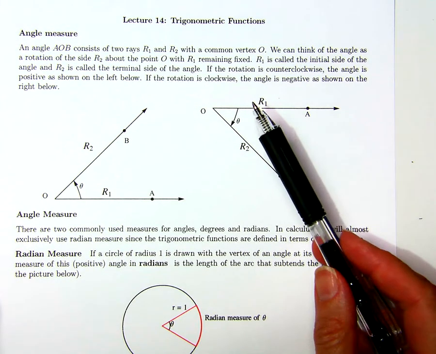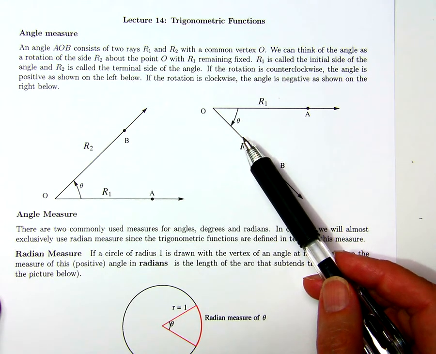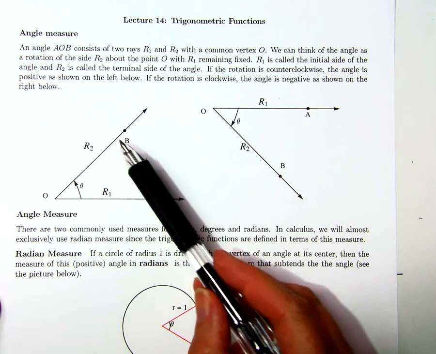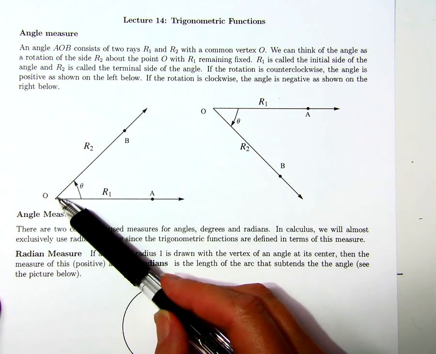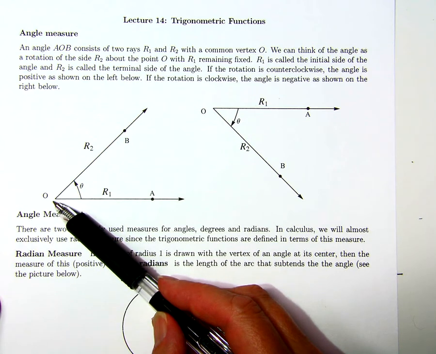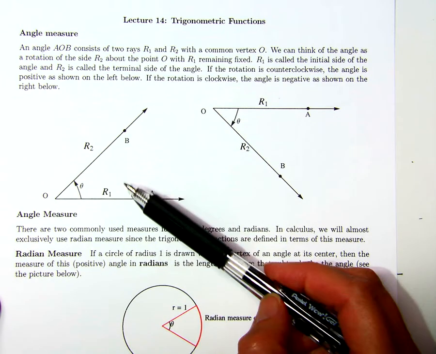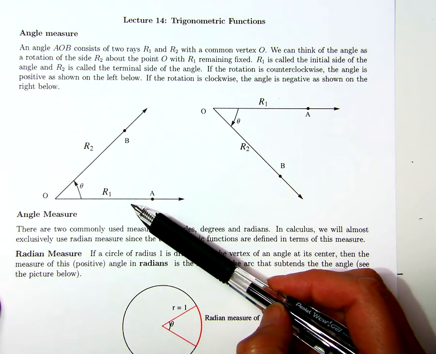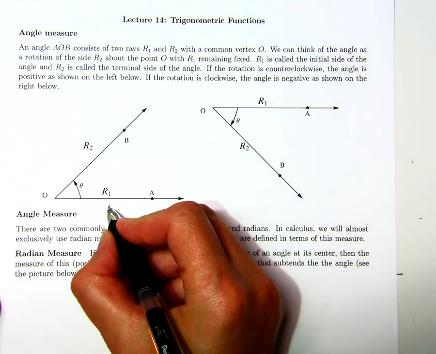In this section we're going to look at trigonometric functions, and before we can do that we have to talk about angles. So an angle AOB consists of two rays R1 and R2 with a common vertex O, and ray 1 goes through the points O and A, and ray 2 goes through the points O and B. And we can think of an angle as a rotation of R2, leaving the ray R1 fixed. R1 is called the initial side and R2 the terminal side.